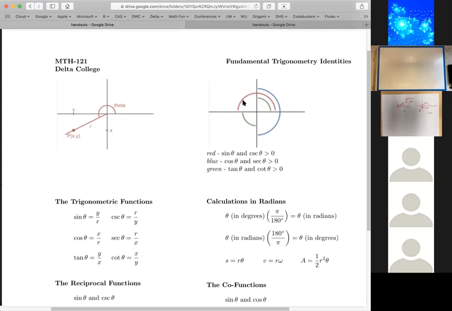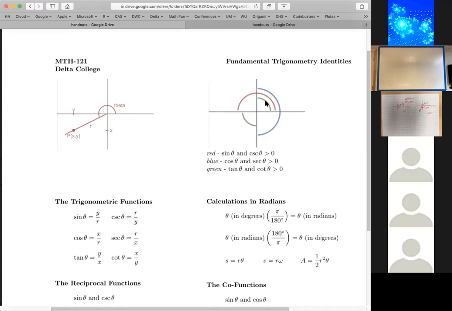But in the second quadrant, sine and cosecant are still positive. That's that red mark. So between 0 and 180, sine and cosecant are positive. On the other hand, between minus 90 and 90, I could call this 270 angle minus 90 also. Between minus 90 and 90, cosine and secant are positive because they depend on the x. And in these two quadrants, x is positive.